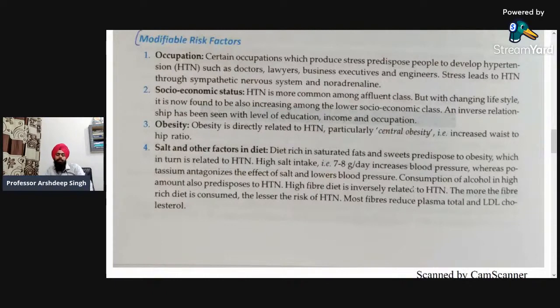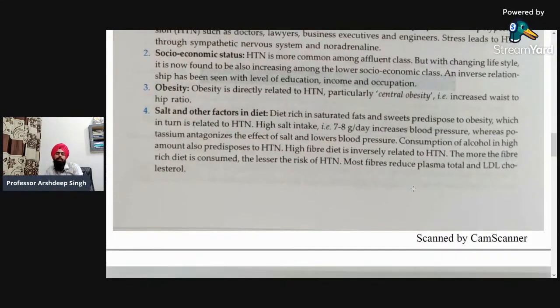Next is salt and other factors in the diet. That is also an important factor, but we can also modify this factor. A diet rich in saturated fats and sweets predisposes to obesity, which in turn is related to hypertension. High salt intake, that is 7 to 8 grams per day, increases blood pressure, whereas potassium antagonizes the effects of salt and lowers blood pressure. So if we are taking a high salt diet in our daily routine, there are chances that we can suffer from hypertension in the early stages of life.